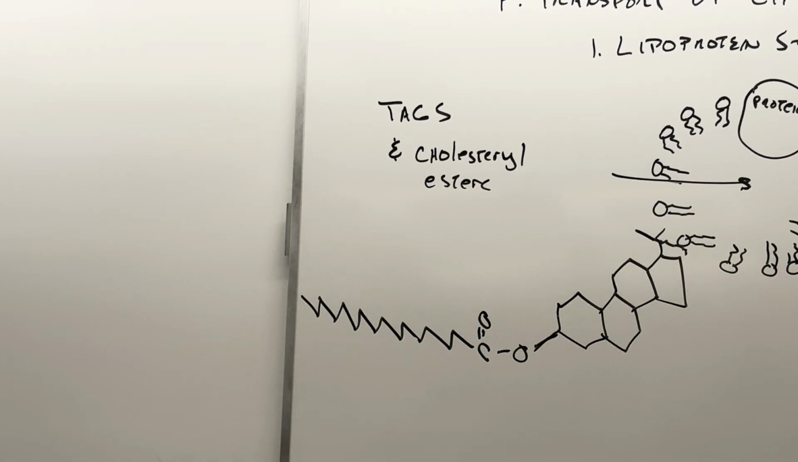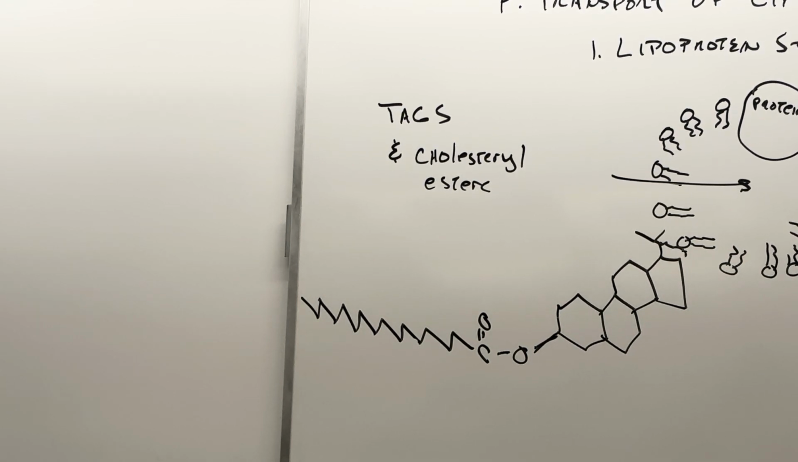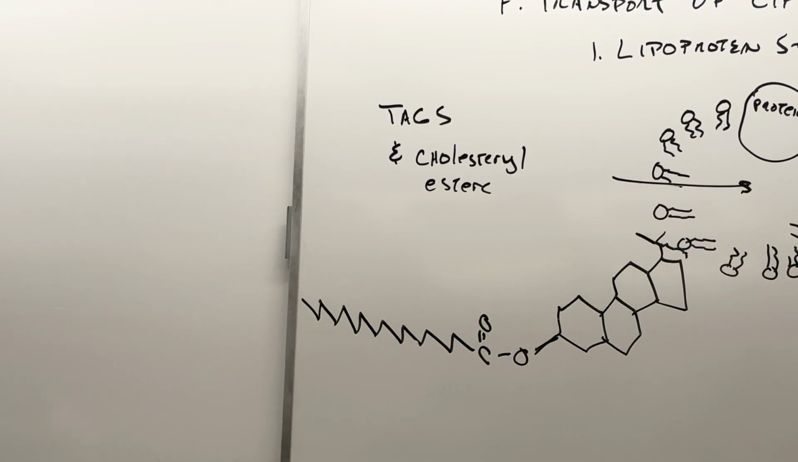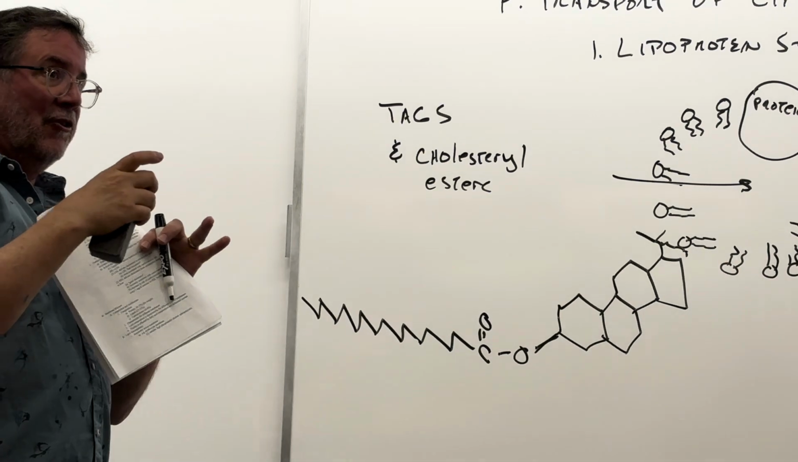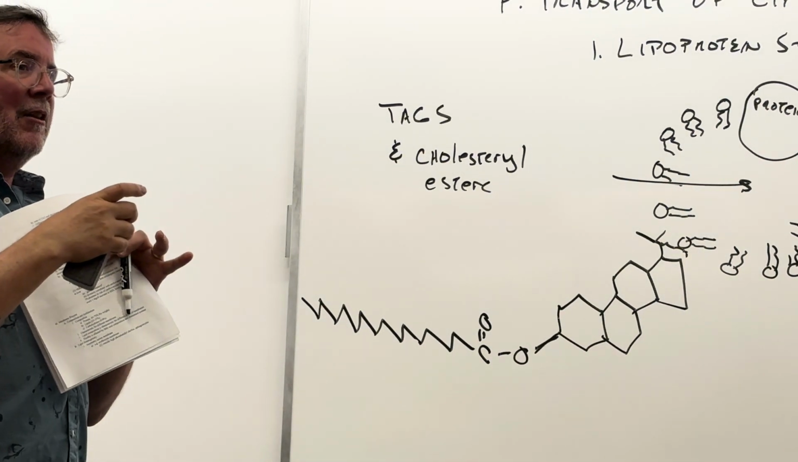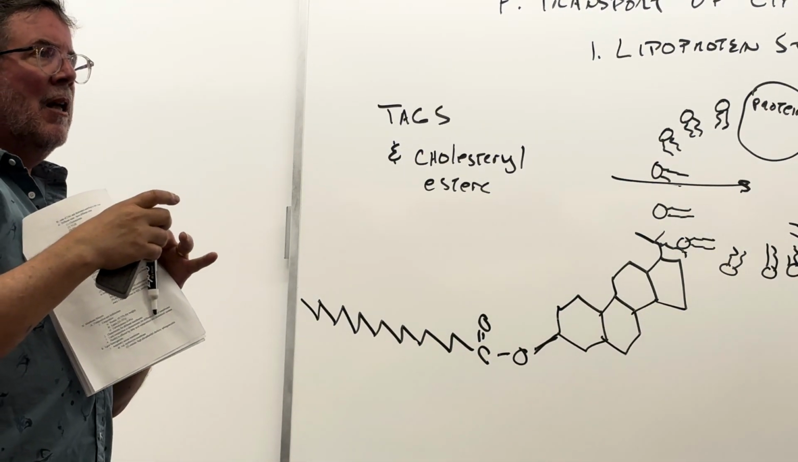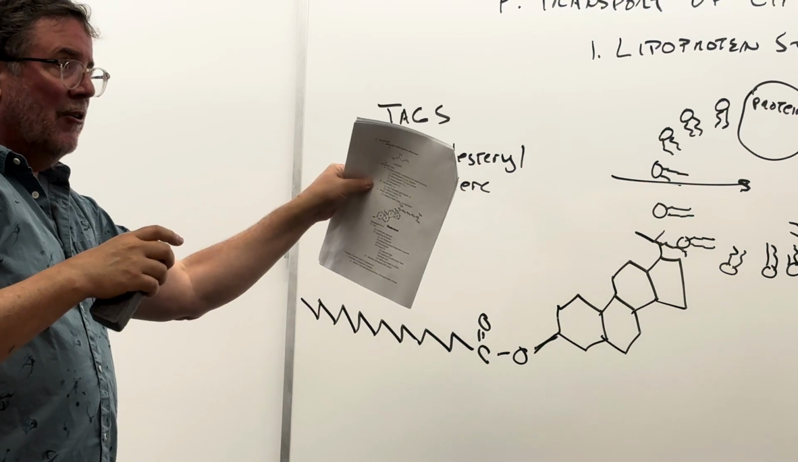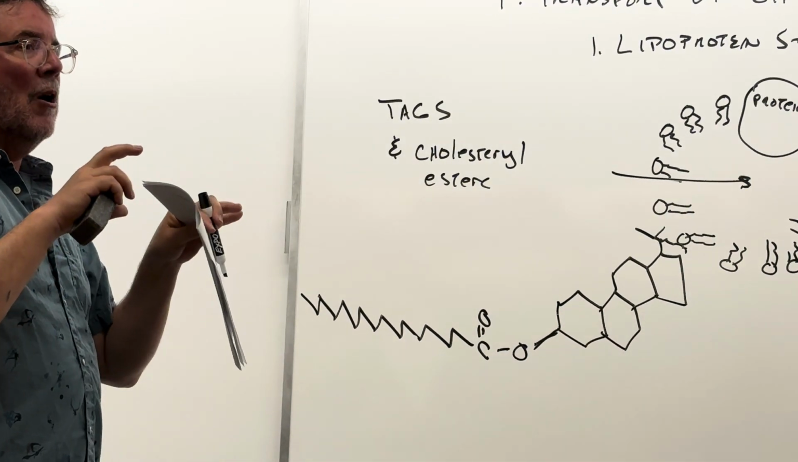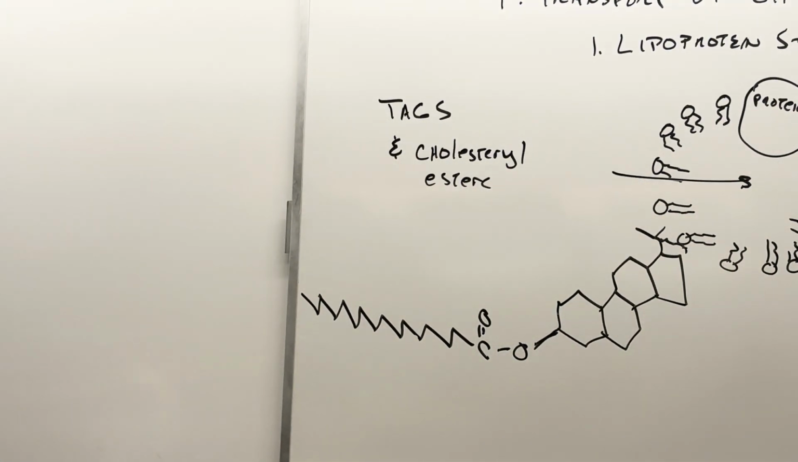I have a question. Yeah. So, judging by that arrow, the tags and the cholesterol esters can pass through the bilayer without the proteins, or do they need the proteins or something like that? That's a great question, as to what the mechanism is of actually assembling those things. There are proteins that actually do this, but there's also a lot unknown about that process too.